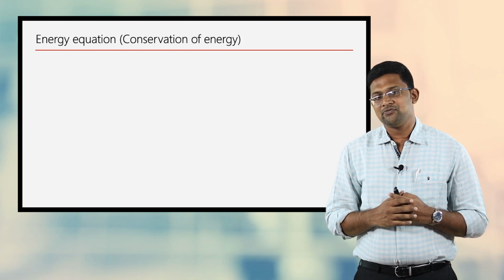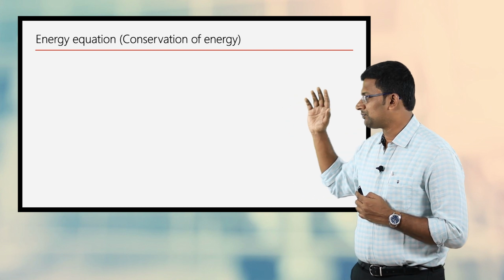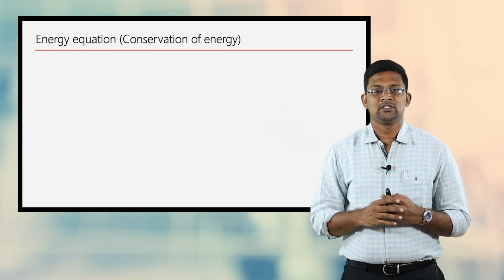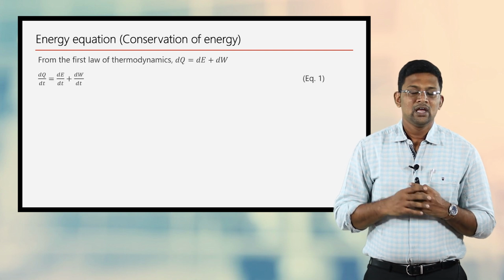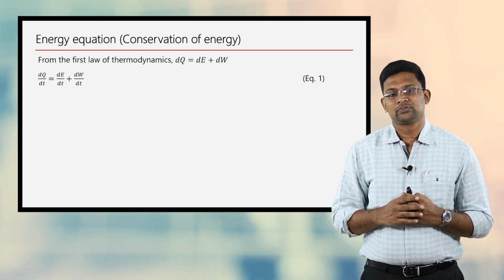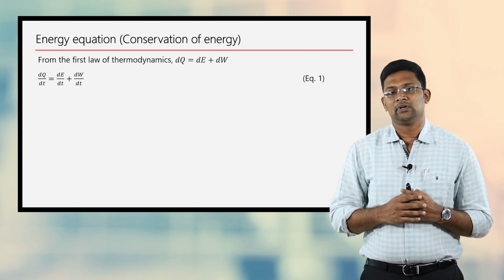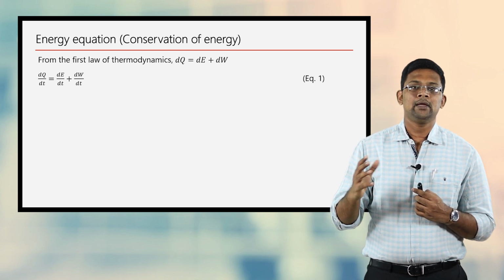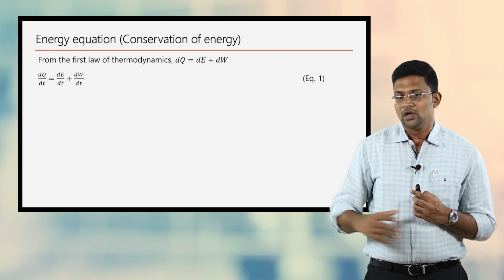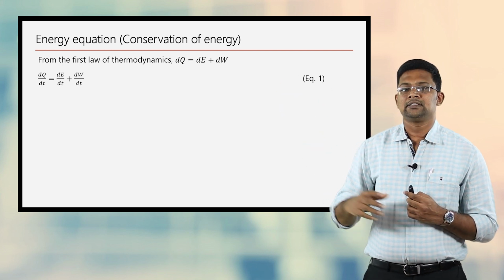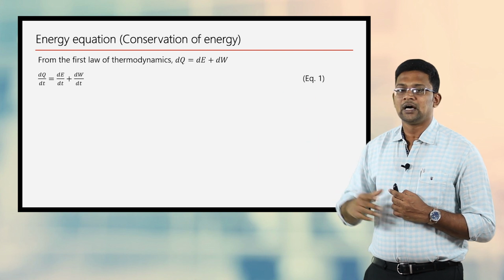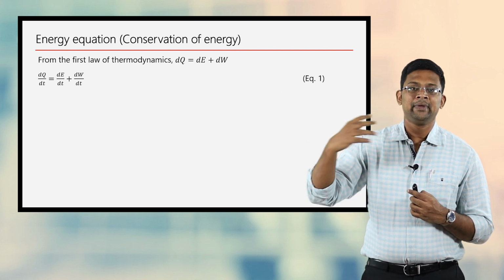And finally, we are moving to the last derivation of the day, the energy equation, which is also known as conservation of energy. You know, from the first law of thermodynamics, the heat transfer dQ is equal to dE plus dW. We are going to differentiate that with respect to dt throughout, and the two terms on the right hand side have to be rewritten.